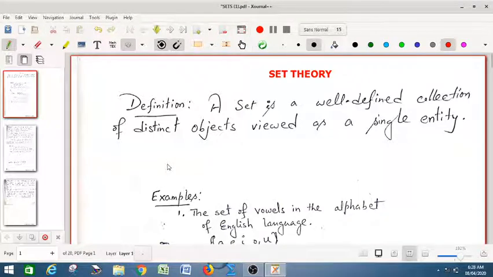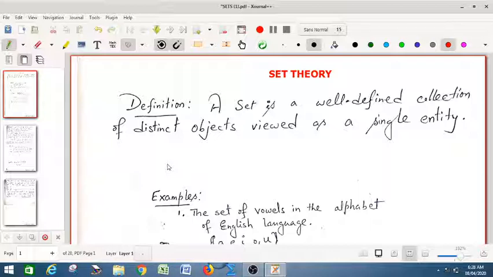Hello, dear students. Today I'll talk about set theory, a basic structure of abstract algebra, without which you cannot move into algebra and calculus. So, set theory is a very important concept in abstract algebra. So, let us find the definition of set theory.